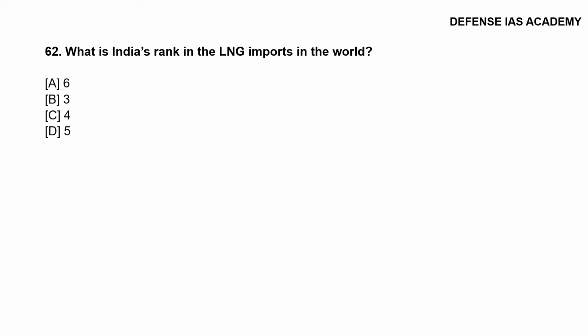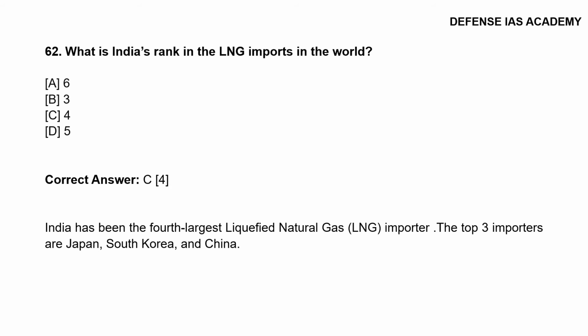Question number 62. What is India's rank in LNG imports in the world? The correct answer is option C, 4. India has been the fourth largest LNG importer. LNG is liquefied natural gas. So India is ranked as the fourth largest liquefied natural gas importer. The top 3 importers are Japan, South Korea and China.